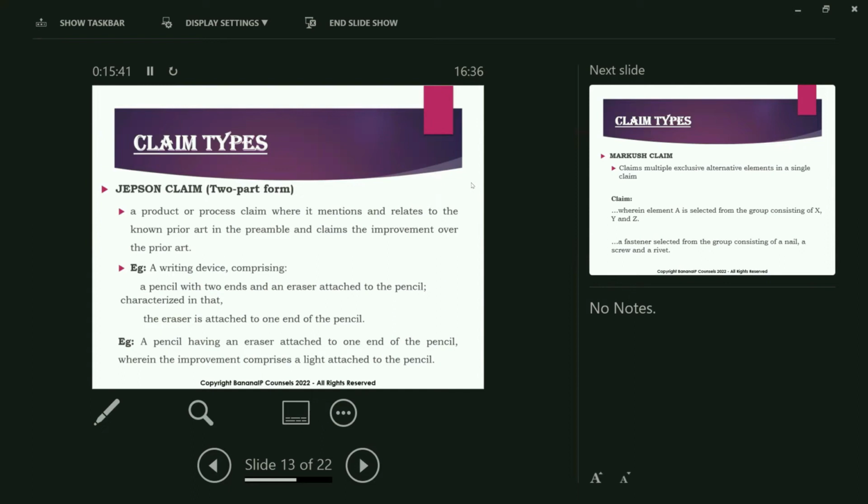As you can see in this example, it says a writing device comprising a pencil with two ends and an eraser attached to the pencil, characterized in that. So this term characterized in that will basically be differentiating the elements. So here, if you see, we are admitting that the pencil with two ends and an eraser attached to the pencil is something that is already known, or already present in the prior art. And after the characterized in that, whatever comes is basically the invention. So the eraser attached to one end of the pencil.